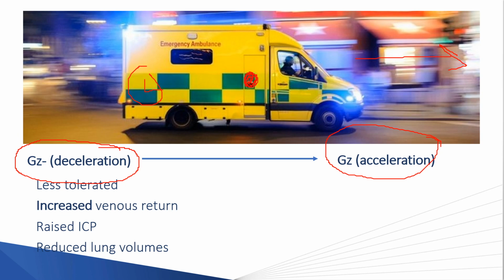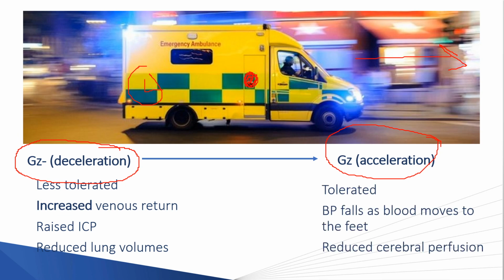So when you've got a patient with a head injury, it's advisable that you try and do as little braking as possible. Or if you do brake, try and preempt it and try and slow down steadily. And this should hopefully reduce the impact that it has on the raised ICP and the increased venous return. Acceleration, i.e. the force happening at the head and moving things to the feet, is more tolerated than deceleration.